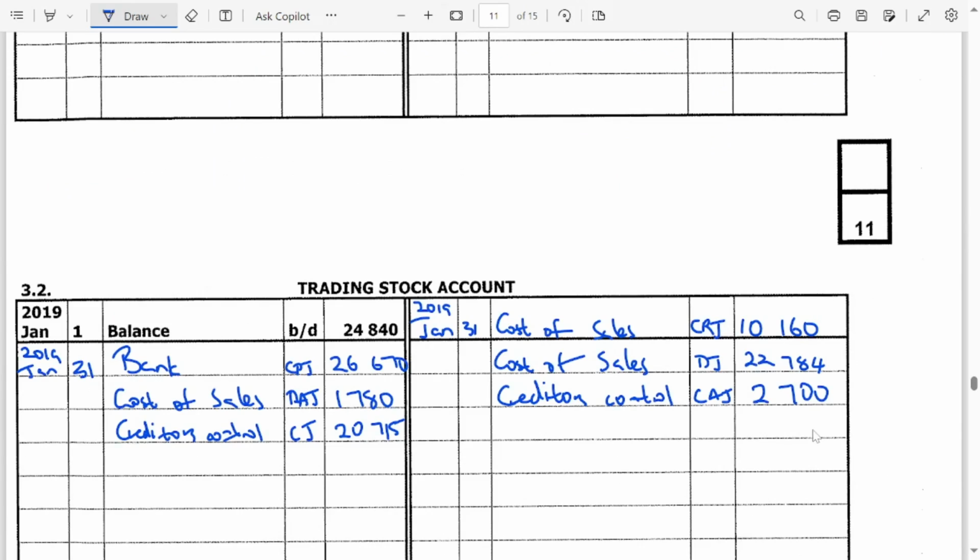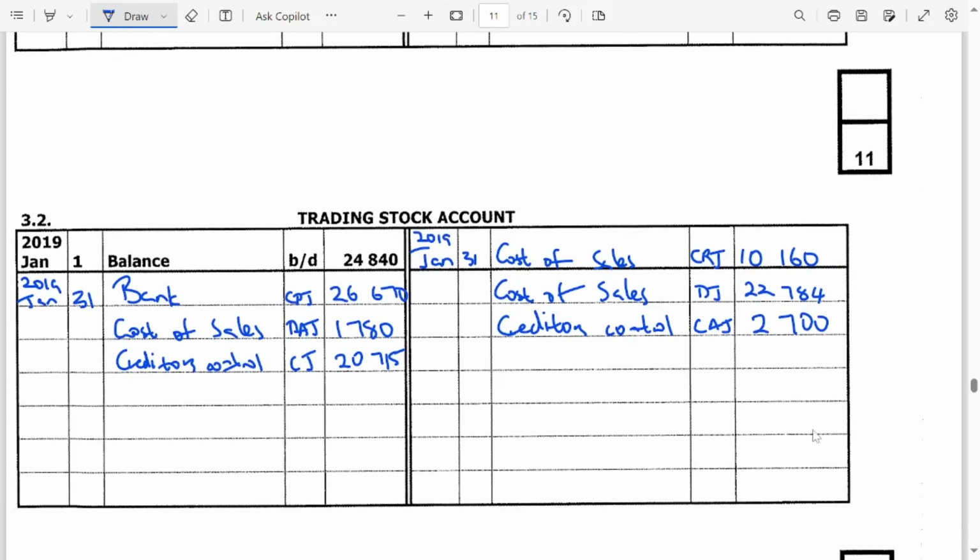So let's balance this account. Now we check which side is big. So let's calculate and check. The bigger side here is the debit side. So we add 26,000 plus 24 plus 1,780 plus 20,715. That is going to be 74,005. So it's 74,005.